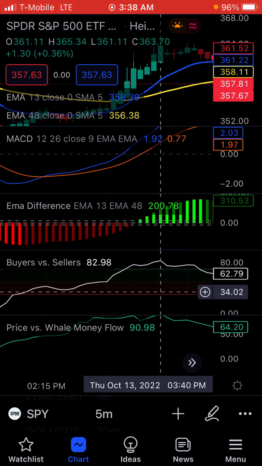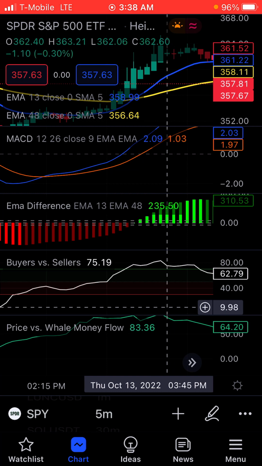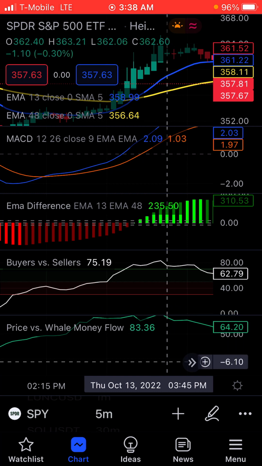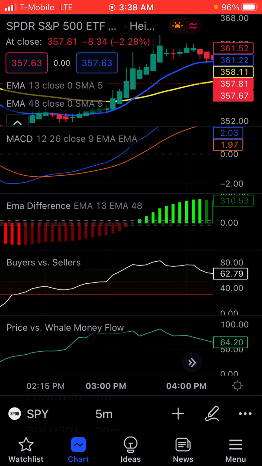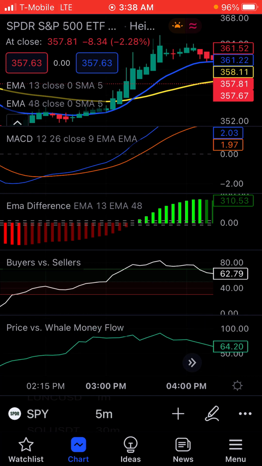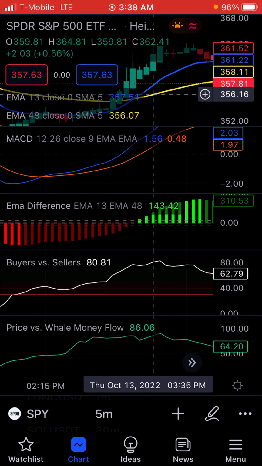So this is another confirmation that the candles are going to start shifting down, because you see the buyers and sellers starting to dip. It's starting to dip lower from where it is. And then we've got the price versus money flow, which is another paid indicator. I've talked about it before in another video. I'll put the link below if you want to check out me going into it more specifically.